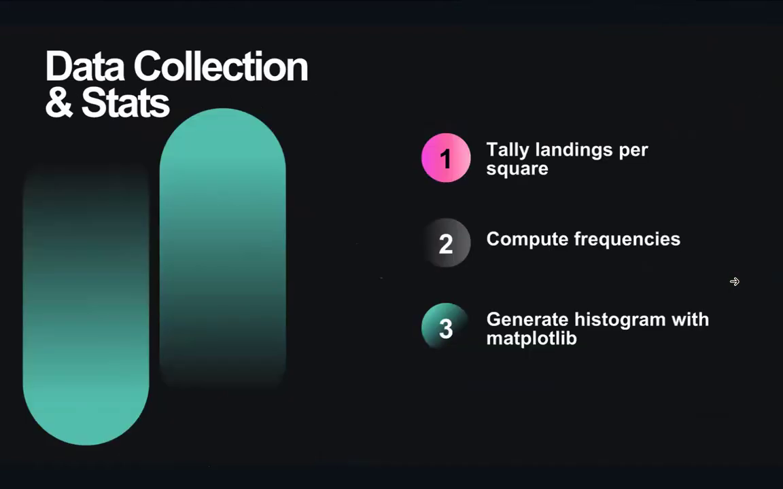After simulating the turns, we collect the data using a couple of functions. First, we count how many times each square was landed on. Then we calculate averages and standard deviations. Finally, we visualize everything using a histogram so we can easily see which squares are the most popular.